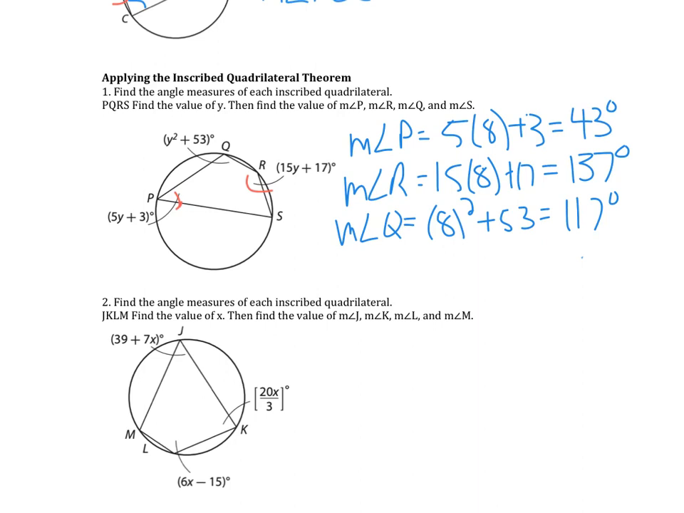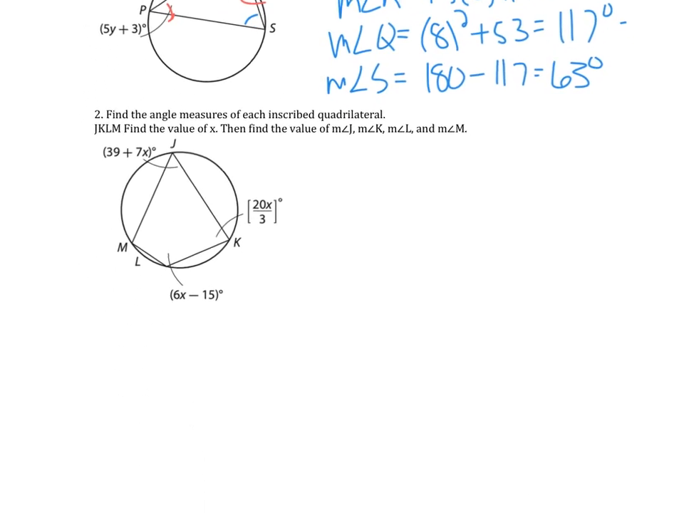Now, they don't tell us what measure of angle S is. We have no value to substitute in there, but there's a bunch of different ways we can do this. We know all the angles in a quadrilateral add up to 360, so we can take all three of those and subtract from 360. But we also know that opposite angles, which is Q and S in this case, are supplementary, meaning they add to 180, so we can go 180 minus Q, which is 117, and that gives us 63 degrees.